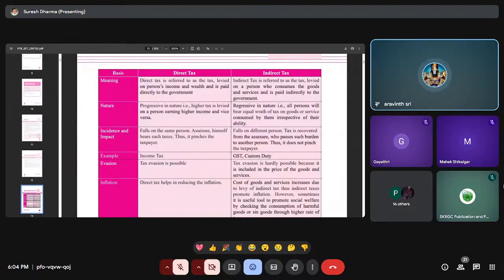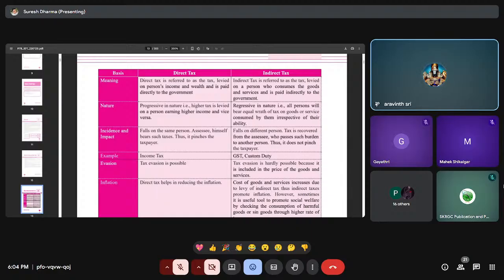I earn the income. I am the person who earns the income and I pay the tax. So that is called income tax. Thus it pinches the taxpayer. In the other case, it falls on a different person. Tax is recovered from the assessee, who passes such burden to another person. Thus it does not pinch the taxpayer.